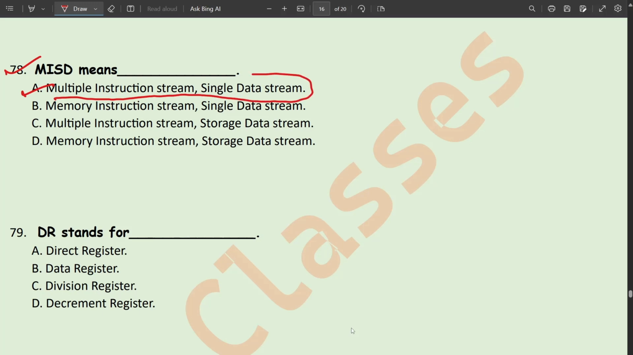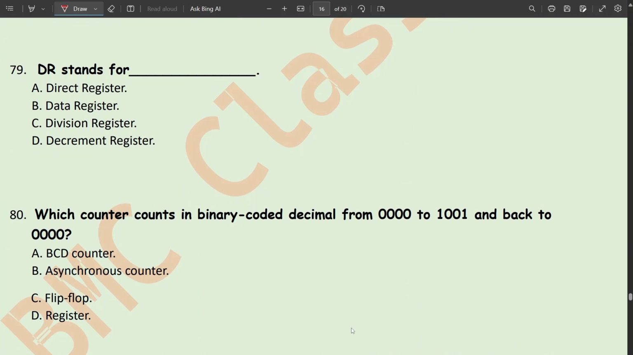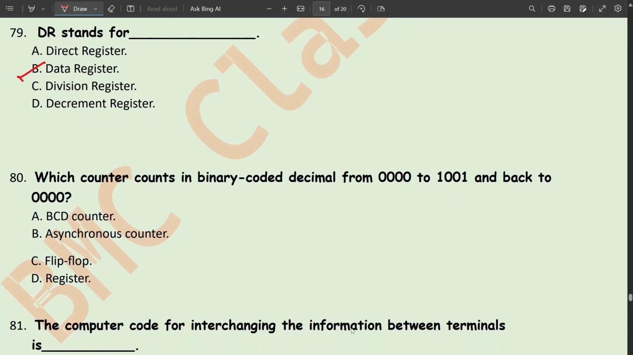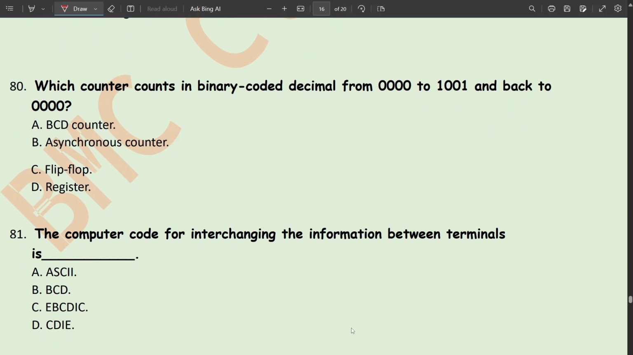Next, DR stands for. DR stands for data register. Your answer will be option number B. Next, which counter counts in binary coded decimal from 000 to 1001 and back to 000? The answer will be BCD counter. Option number A is correct.